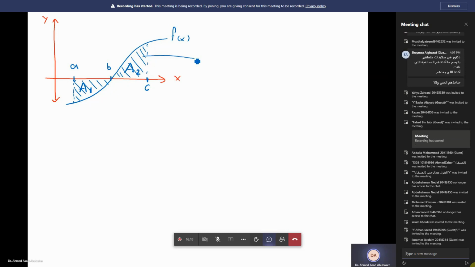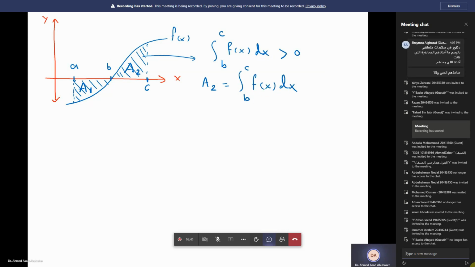For A2, the integration from B to C for f of x dx is greater than 0. This is positive integration, and the area of A2 equals the integral from B to C for f of x dx. We can put the absolute value or remove it because we have positive integration. So in any case, put the absolute value.